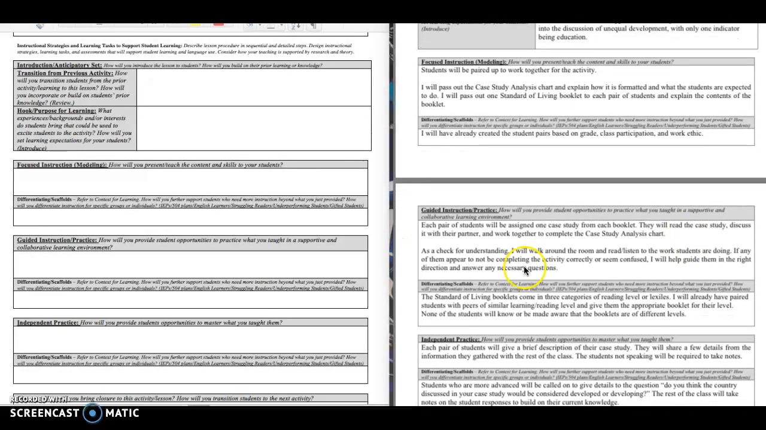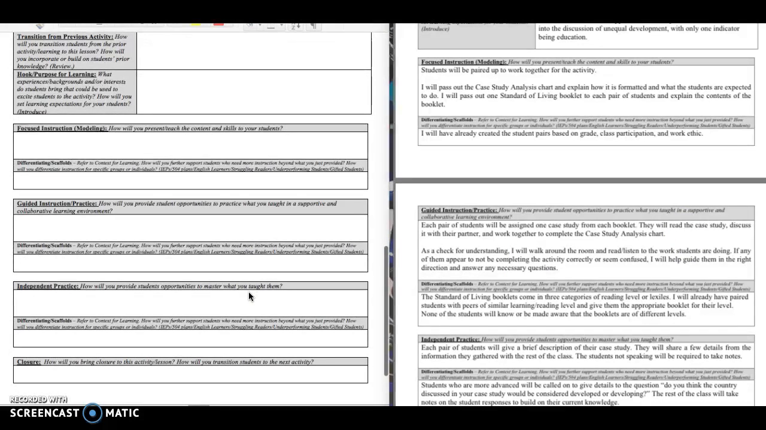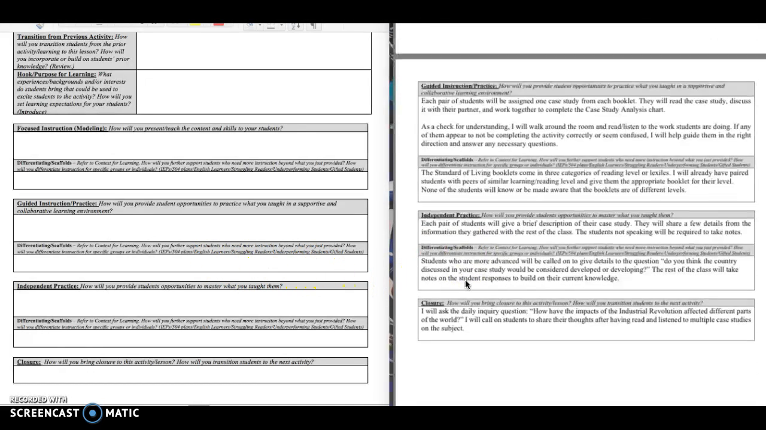And then we have here the guided instruction practice, which is the we do portion, where the teacher and the students work together. For her, each pair of students will be assigned one case study from each booklet. They will read the case study, discuss it with a partner, and work together to complete the analysis chart. So she has them working in groups to get an understanding of the content. And she also has another differentiating scaffold in here, which is important to give to her individual students to get access to the knowledge and content.